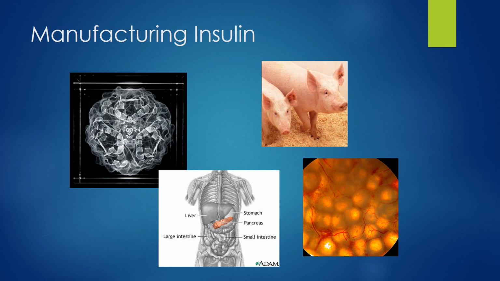So since 1922 we've been using animals, oxen, pigs, etc., farming animals, for this purpose of using their insulin. The problems with it is it's not human insulin, so it doesn't necessarily work as effectively. You can't necessarily test the efficacy of each batch. And obviously there are ethical issues with farming animals for medicines. So we're going to look at how we can genetically modify cells to produce insulin. And this is how most of our insulin today is manufactured.